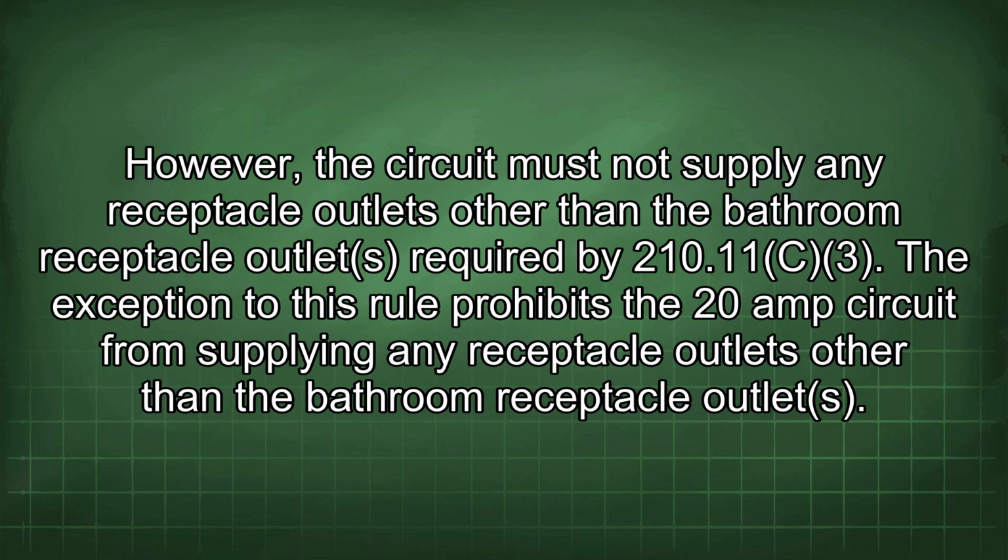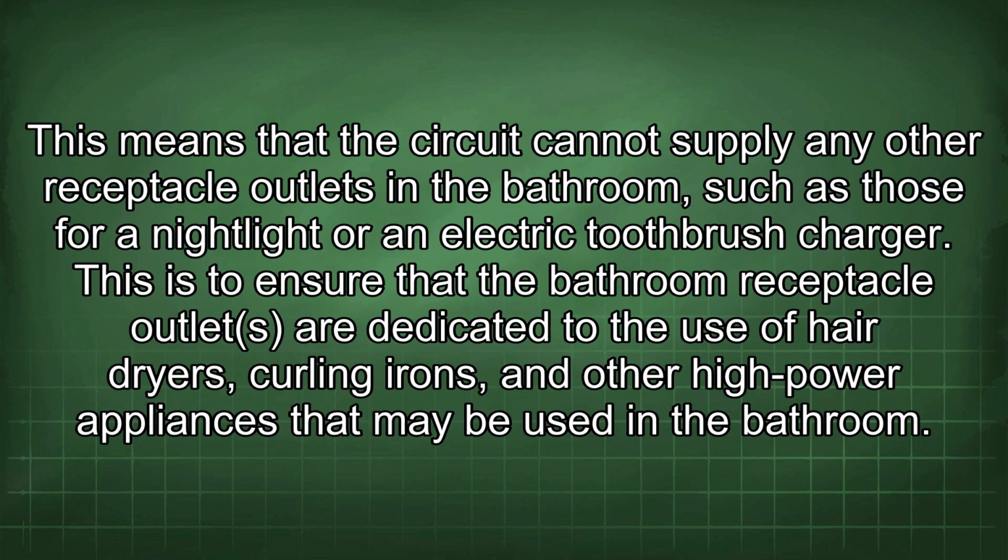However, the circuit must not supply any receptacle outlets other than the bathroom receptacle outlets required by 210.11(C)(3). The exception to this rule prohibits the 20 amp circuit from supplying any receptacle outlets other than the bathroom receptacle outlets. This means that the circuit cannot supply any other receptacle outlets in the bathroom, such as those for a nightlight or an electric toothbrush charger. This is to ensure that the bathroom receptacle outlets are dedicated to the use of hair dryers, curling irons, and other high-power appliances that may be used in the bathroom.